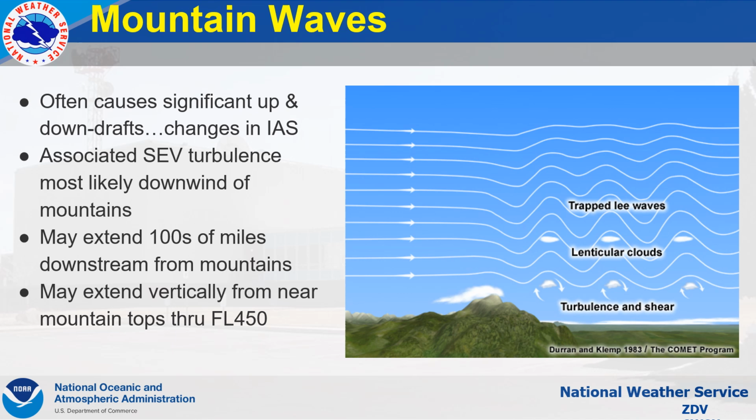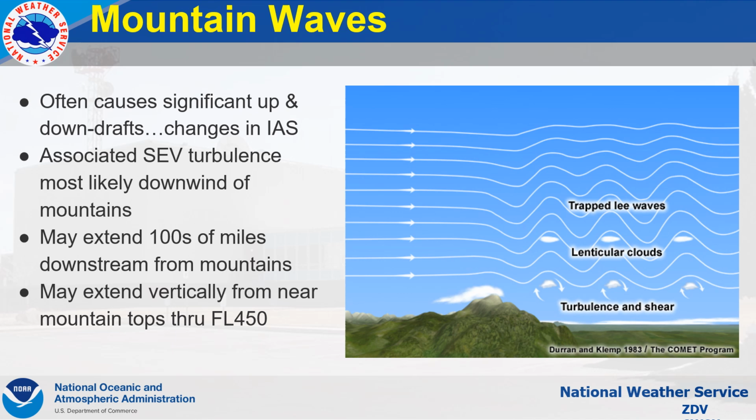Quickly looking at the image on the right there, you can see the wind flowing from left to right across the image. As the wind hits the mountains, it's forced up and then sinks on the other side, sending out a ripple hundreds of miles downstream from the mountains. And as the airplanes encounter these ripples, they impact those updrafts and downdrafts, resulting in the mountain wave turbulence.